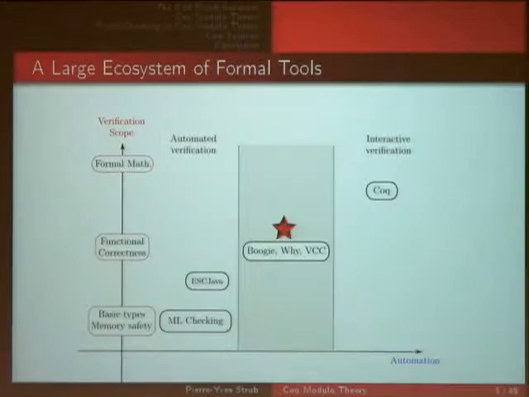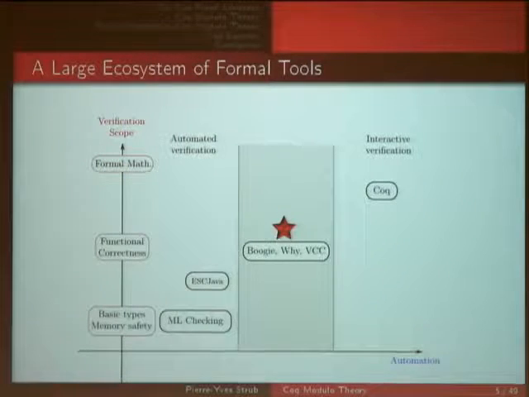On that axis, I will have automation, starting from fully automated tools to fully interactive ones. In the middle, I have a gray area between interactive and automated proofs. For example, ML checking is fully automated. ML checking is decidable, but what you obtain is some memory safety.